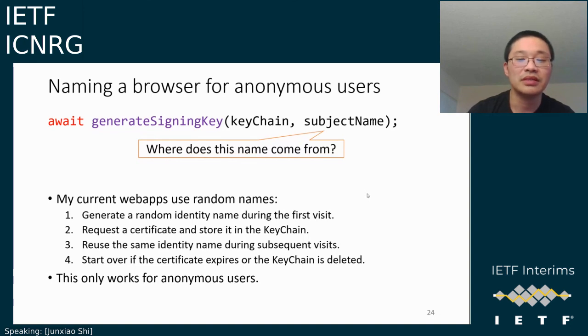When the user comes in for the first visit, the page generates a random identity name, then requests a certificate and stores it in the keychain. When the same browser opens the page again, it will reuse the existing certificate, the same name. And if that certificate has expired, or if the keychain is deleted because the browser cleaned it up, then I just go back to the first step and give it a new name. But this only works for anonymous users.